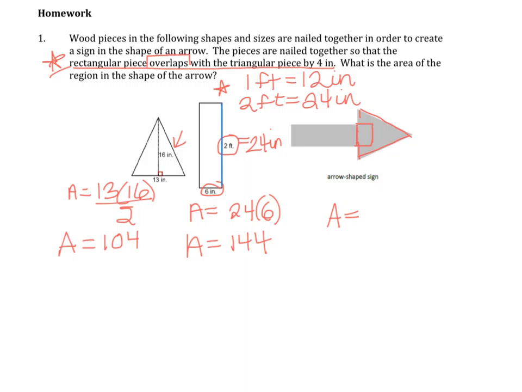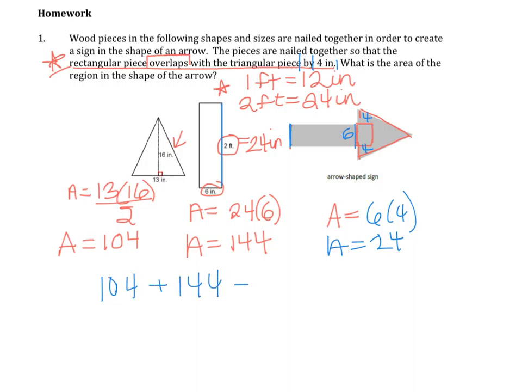So we know that this length here is the same as this length over here. Maybe I'll highlight this in blue. Okay, these two lengths are the same. Opposite sides are congruent in a rectangle, so this is a value of 6, and we're told that here we have 4. Okay, and it's just length times width in a rectangle, so 6 times 4 is 24. Okay, so it's 104 plus 144 minus 24 is going to be the area of this arrow. And as a result, we get 224 square inches.